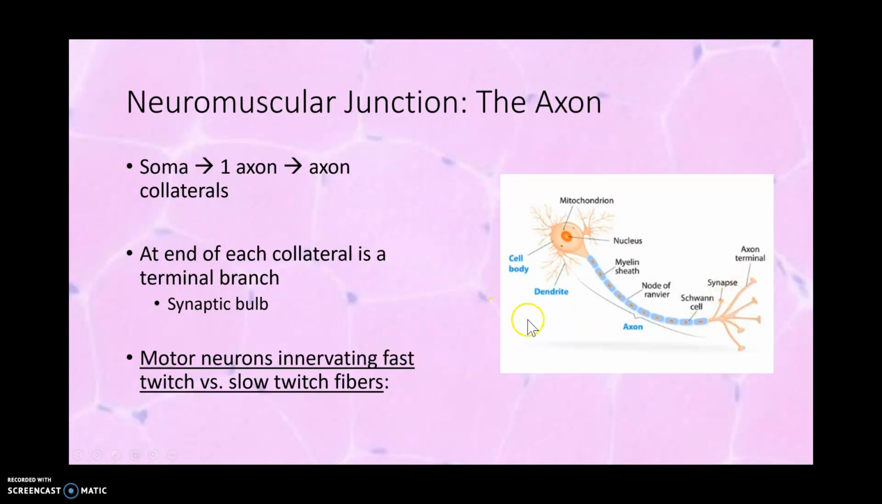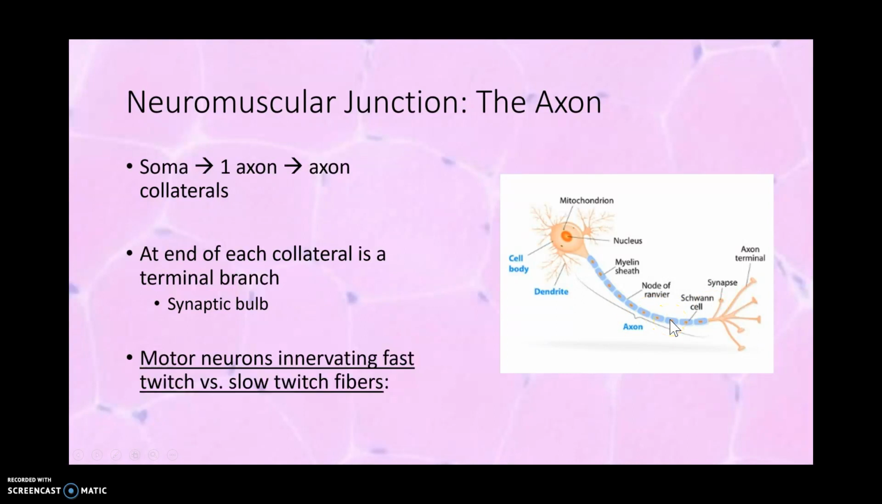Each of these collaterals has a terminal branch, which you can see at the end has a little bulb. It's called a synaptic bulb. That's what we care about, and that's where the motor end plate is going to be. A number of these axon terminals impact many more cells than if it were just to have one axon terminal at the end of each axon. So this is actually a benefit to us.